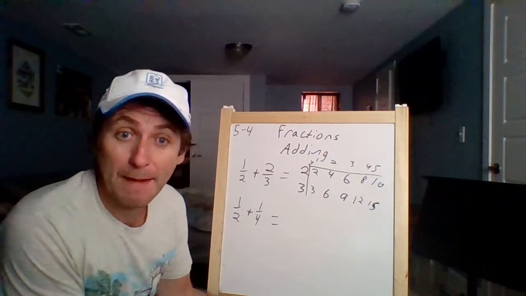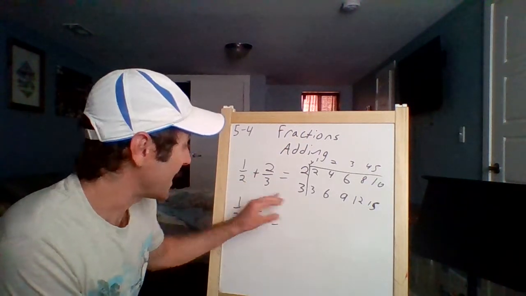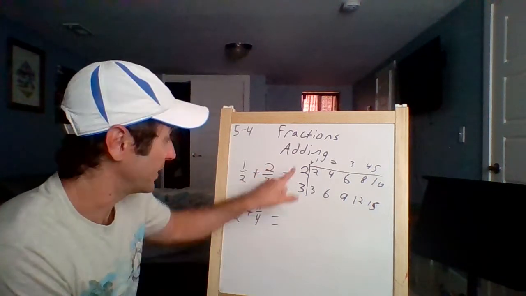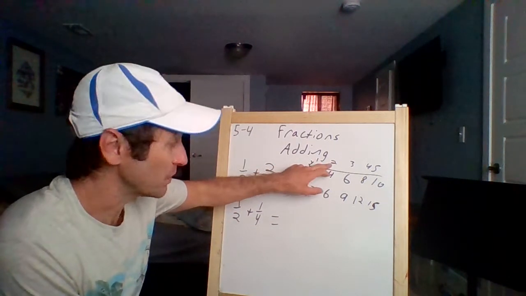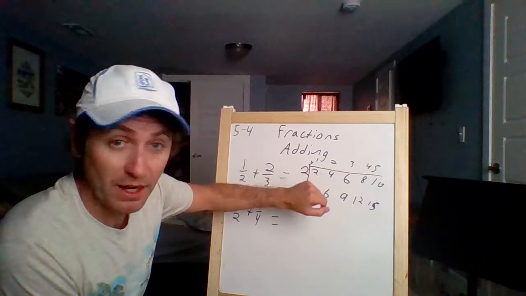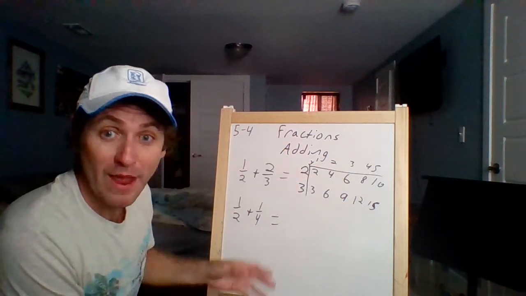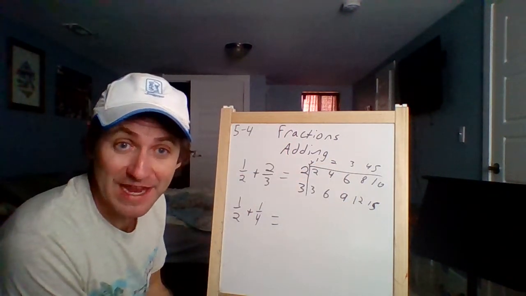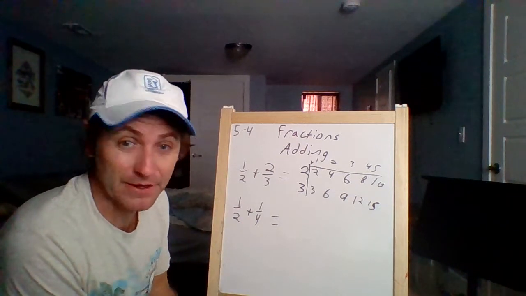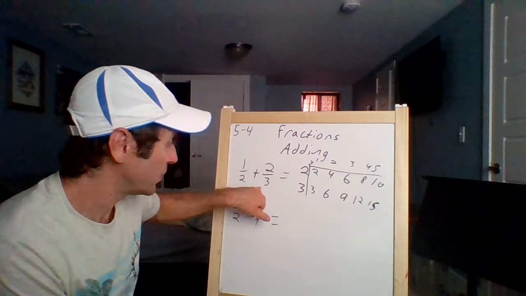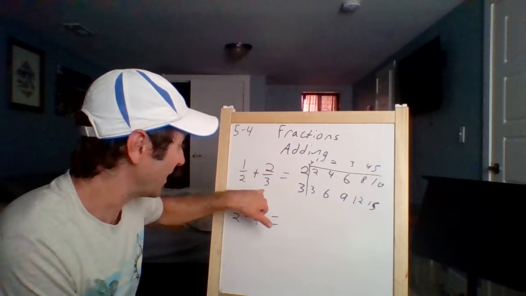All right, remember, multiples is just taking that number and multiplying it. Multiply it by 1, multiply it by 2, multiply it by 3, so on and so forth. And as soon as we find the number that's the same, we've got our common denominator. So I've got 2 and 3.